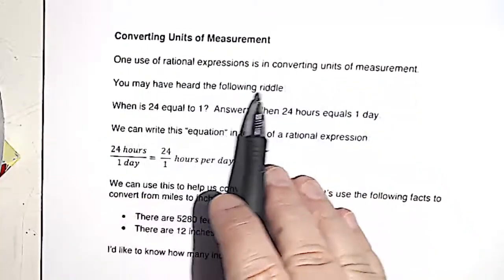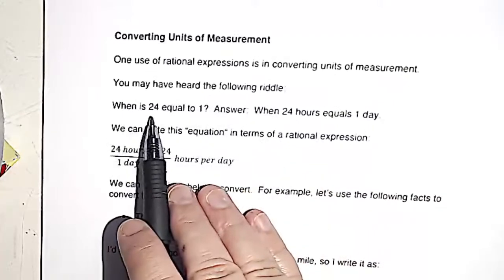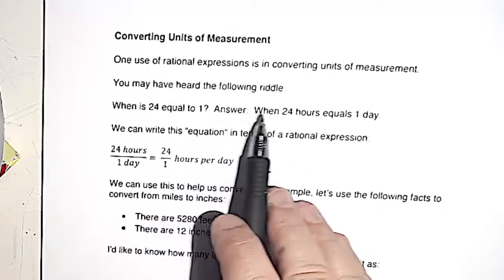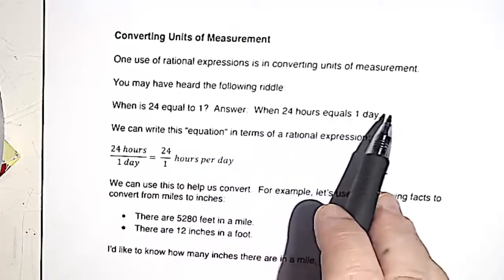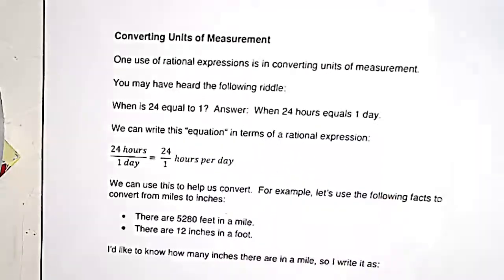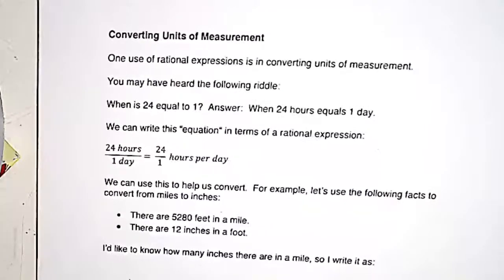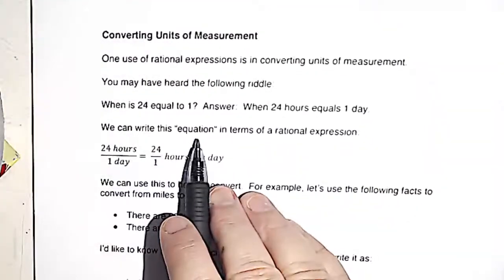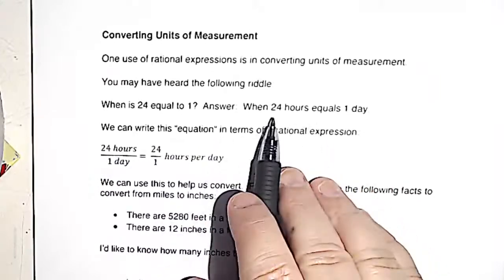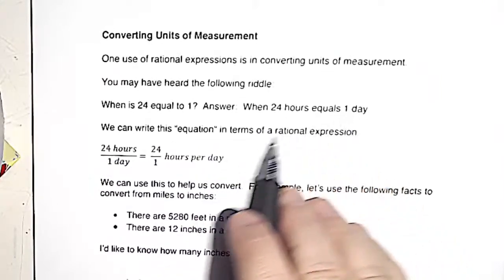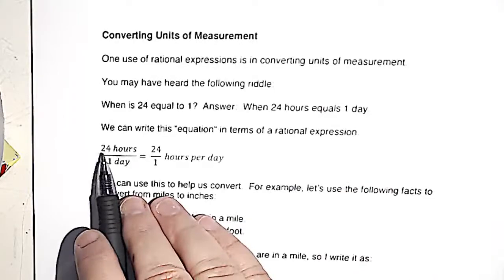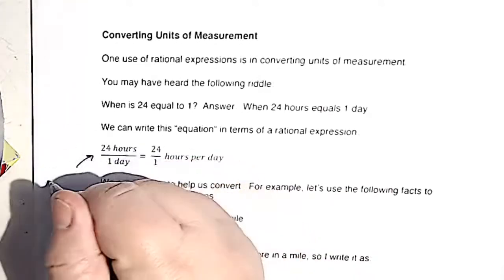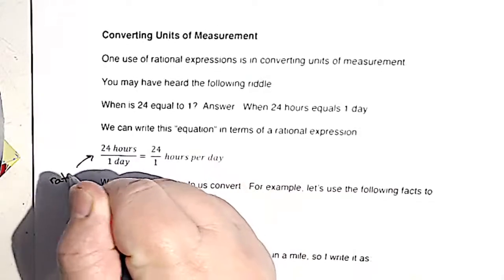You may have heard the following riddle. When is 24 equal to 1? The answer is when 24 hours equals 1 day, right? So we can convert from hours to days. So this is what we mean by conversion. We can write this equation, 24 hours equals 1 day, in terms of a rational expression, 24 hours to 1 day. By the way, this is called a ratio.